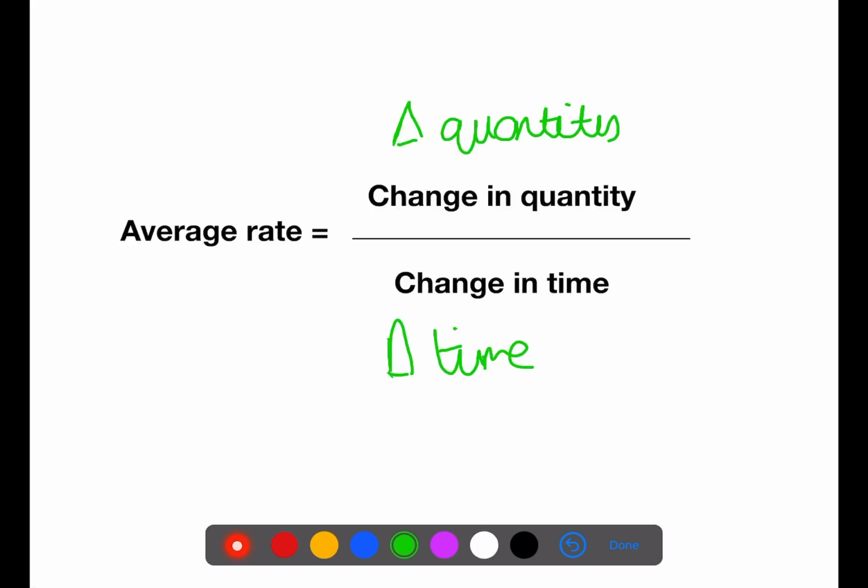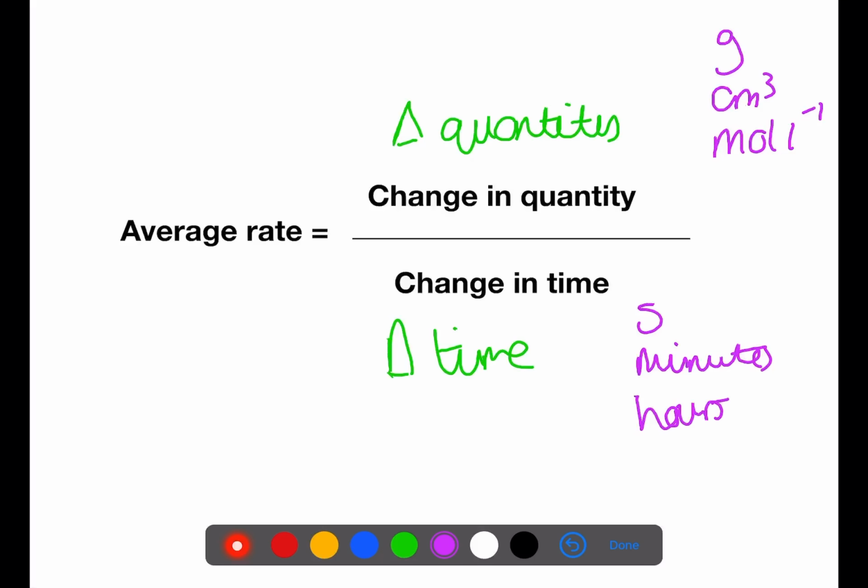Units are important for these calculations. So the units for quantity can be a number of things, such as grams, centimetres cubed, or moles per litre for concentration. Time can be in any of the time units, so seconds, minutes, hours. So read the question carefully.